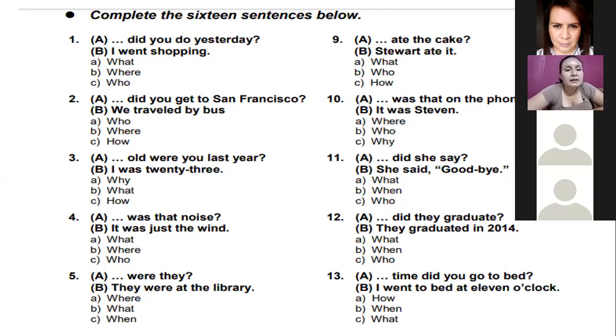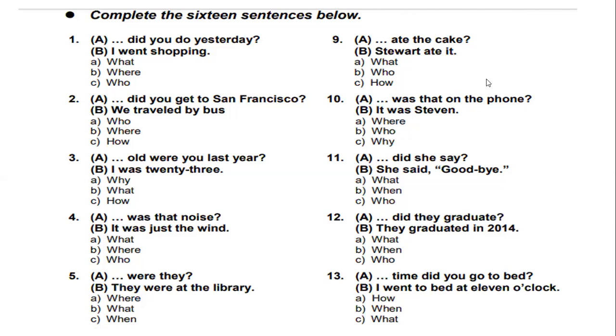Thank you, Carlita. Lorena, number 10. Who was that on the phone? Letter B. And the answer is, it was Steven. Okay, excellent. In that case, we are also asking about a person, right? Thank you, Lorena.